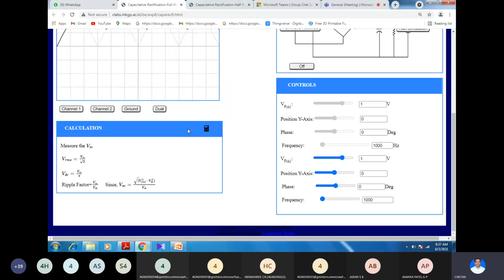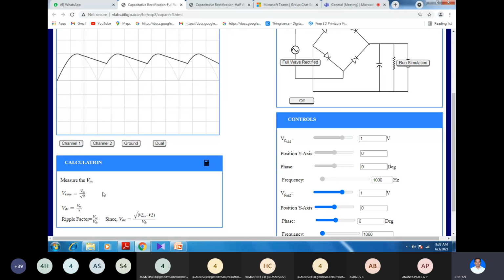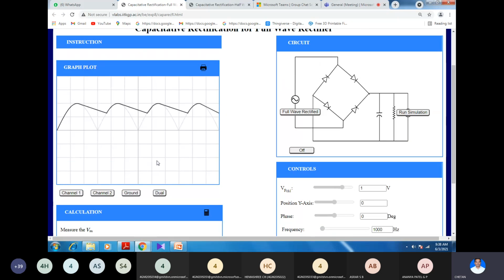Here also we can see some of the formulas with respect to this full wave bridge rectifier. If I apply dual, you can see both waveforms, right? So this is the actual waveform of the capacitor filter, which is almost nearly equal to a straight line. By this, you can easily say that the amount of ripple, or the amount of AC in the output of the rectifier, is reduced to a maximum extent. Channel 1 is the output of the full wave rectifier. This is dual, where we can see the output of the rectifier as well as the output of the capacitor filter.